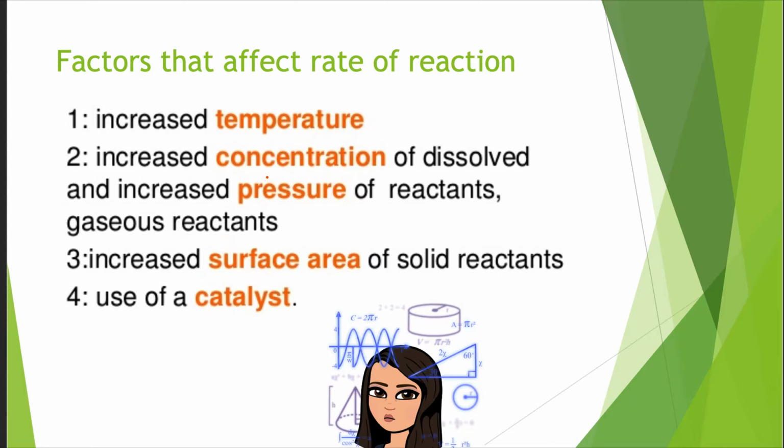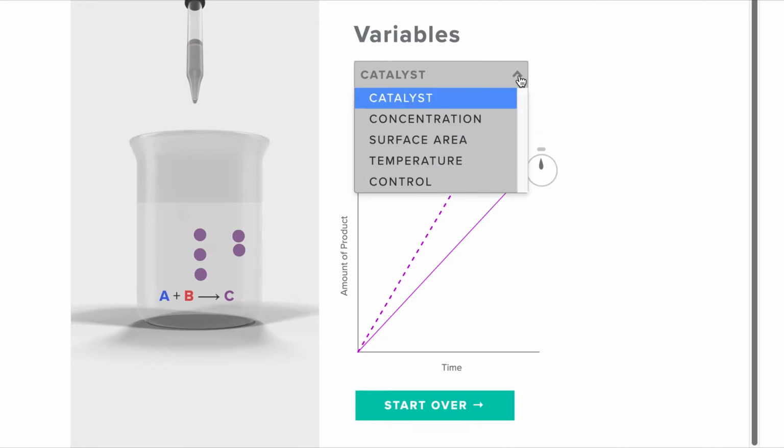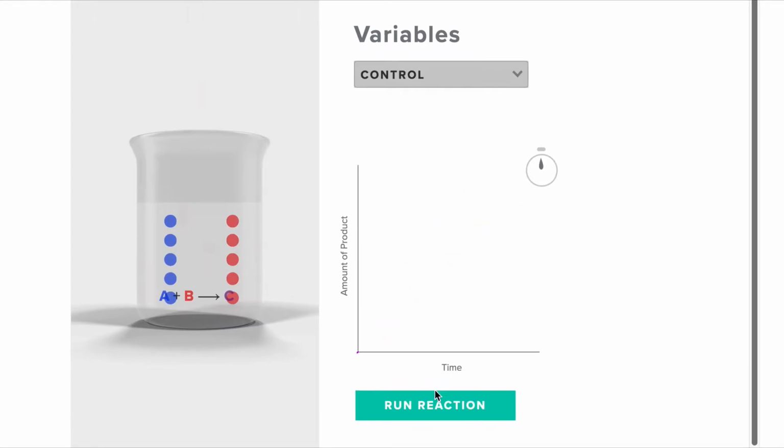What I'm going to show you today is going to be the first one, the second one without the pressure, because pressure only affects gases, the third and the fourth one. So let's take a look at the simulation here real quick. First of all, let's look at the control. This is a typical reaction, and this is the rate at which the reaction is happening.